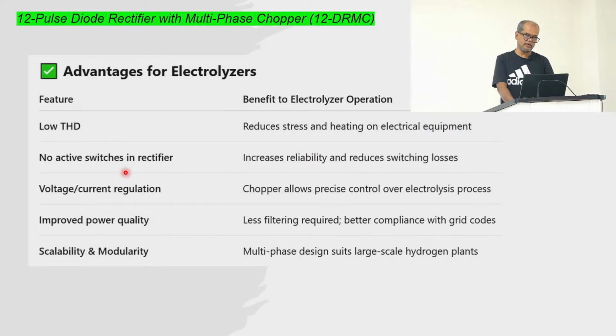better power quality. So definitely low total harmonic distortion, no extra power switches in the rectifier, voltage and current regulation, improved power quality, and it's also scalable and modular. So you can add more capacity if you need to at any point in time. And this has benefits for the electrolyzer operation in terms of lower stress and heating, increased reliability, reduced switching losses, and it also allows precise control, less filtering required, and better compliance with the grid code.